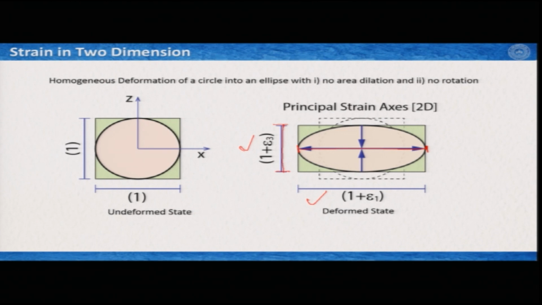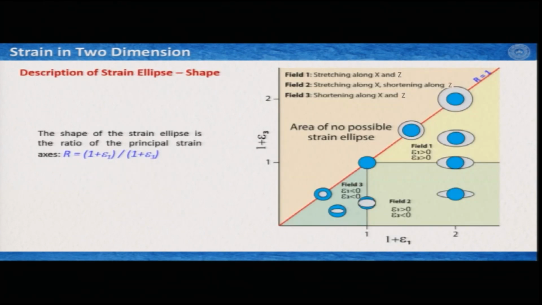So, let us have a look how we can describe the strain ellipse with respect to the principal strain axis. It is very important how you define the shape of this ellipse. The shape of this ellipse, as it is done in mathematics or geometry, is defined by the ratio of the long and short axis. So, in this case we define it as R, which is the ratio of the long axis 1 plus E1 of the strain ellipse to the short axis, which is 1 plus E3.